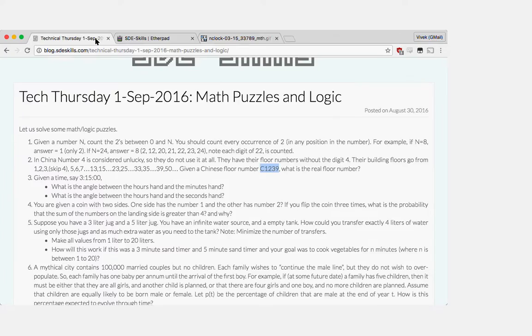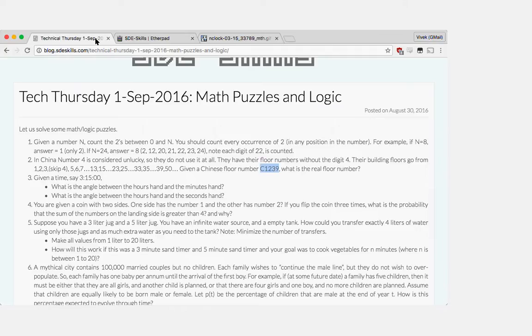Okay. So the next one is not really a logic puzzle, but more a math puzzle. You're given a coin with two sides, one has the number 1 and the other one has the number 2. You flip the coin 3 times. What is the probability that the sum of the numbers on the landing side is greater than 4?